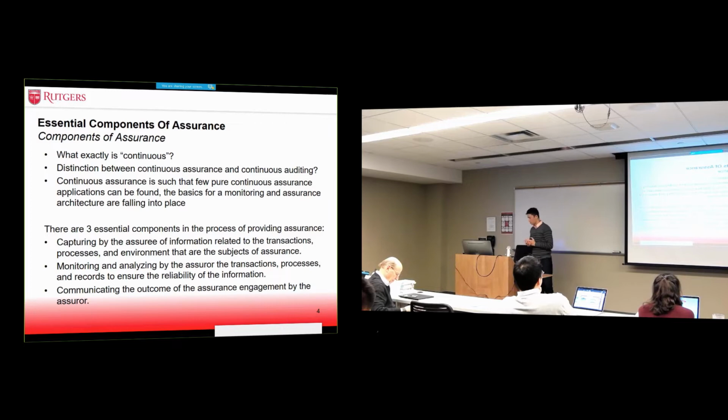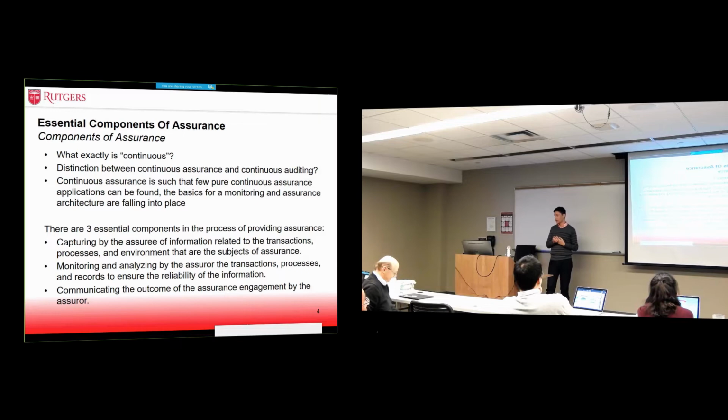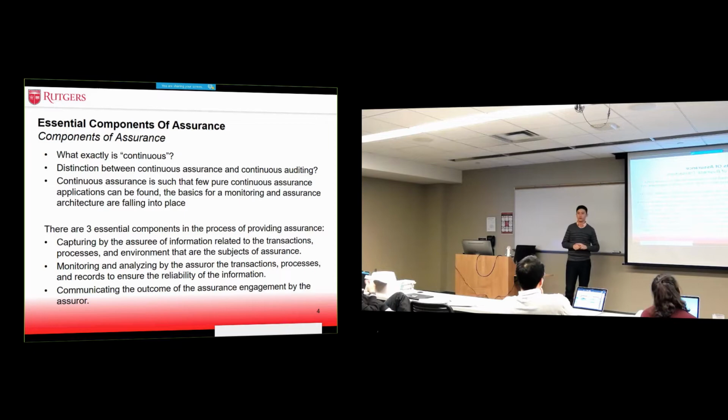The authors give three essential components of providing assurance. First, capturing the data from the transactions of the assuree. These can be transactions of events, processes. The second component of the assurance is the monitoring and analyzing of these captured transactions by the assurer. And lastly, the assurer will report the outcome of this assurance to the interested party. One important point, which we're going to talk about in the payment part, is that the company being assured might not be the one who is interested in the issue and who is paying for it. Okay.